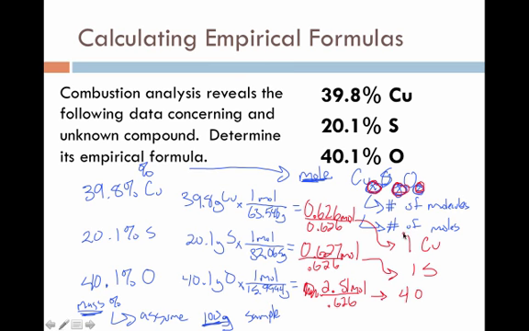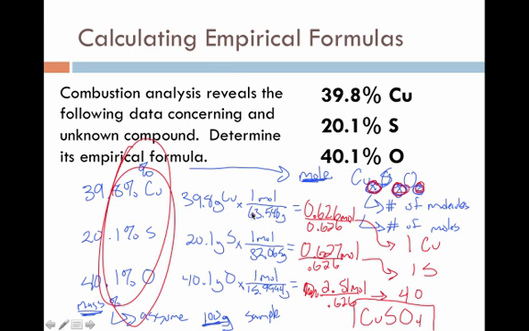Put all of this together, and we get the formula that looks like this: CuSO4. And if you recall from earlier in the video, that's exactly the formula we started with. So we were able to go from the percentages to grams, then from grams to moles, and then finally from moles to a reduced answer, and we get this formula in terms of copper sulfate.